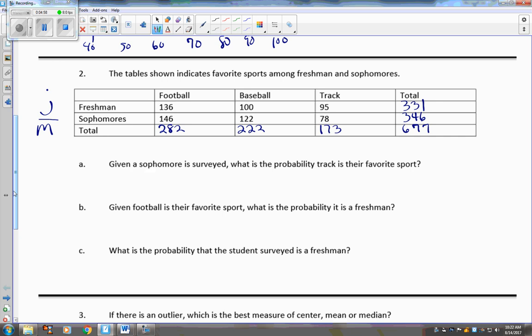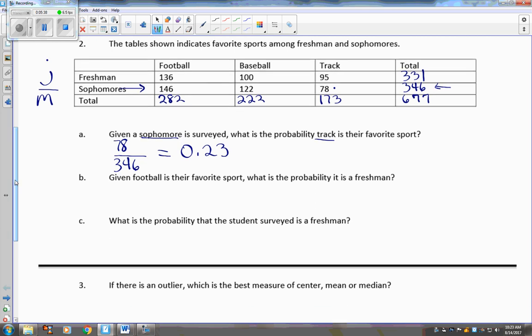So given sophomores surveyed. So I need my total of sophomores that are surveyed, that's going to be my marginal, which is the bottom. All right, so my sophomores are here, and the total would be 346. That's the bottom number. We are given that the sophomore survey. Now, your top number is going to be a joint frequency, a sophomore that prefers track. Sophomore track, your number is 78. That is your top number. Now, you'll divide those, and you get 0.23. And it didn't say a percent, so I can leave it at 0.23.